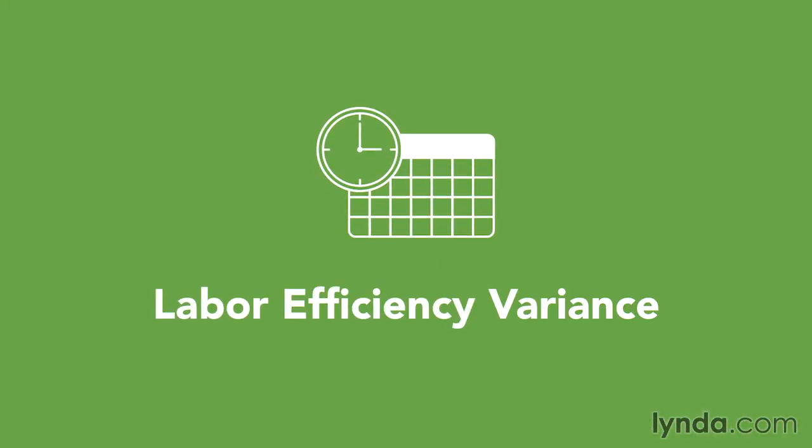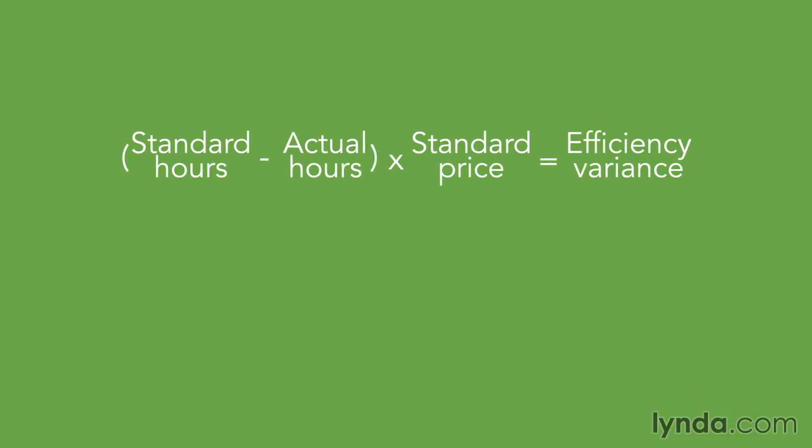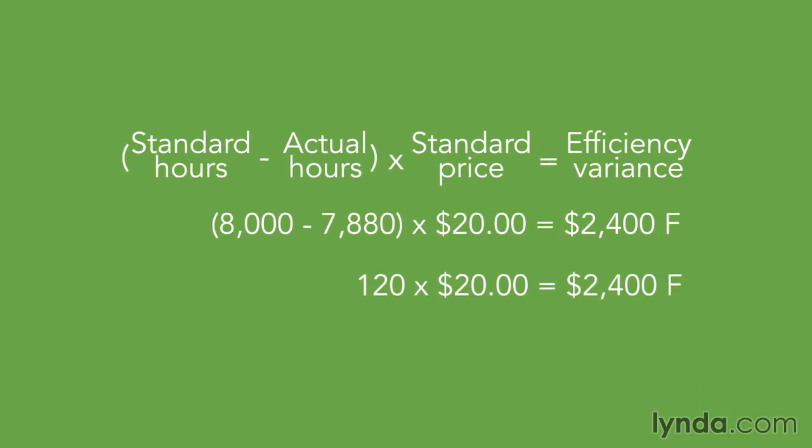The labor efficiency variance is a quantity variance. It measures the cost or benefit of using labor for more or fewer hours than prescribed by the standard. Computed in the same manner as the materials quantity variance, the labor efficiency variance computation is as follows, with the F indicating that a favorable variance resulted from the company using fewer hours than was expected. Note that total standard hours are computed by multiplying the standard hours per boat by the actual number of boats produced. That is, 80 hours times 100 boats equals 8,000 standard hours.